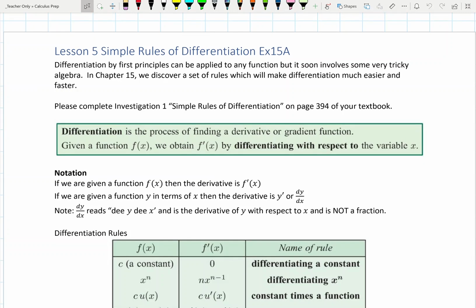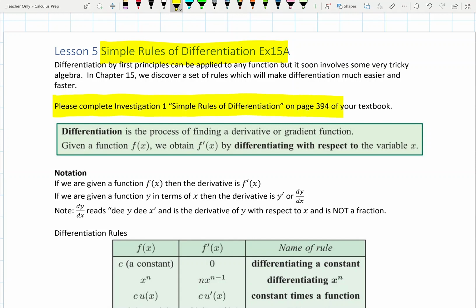Well, here we are, the moment that we've all been waiting for, and that is the simple rules of differentiation. So we've just spent a week and a half learning how to do differentiation by first principles, which is a long way of doing differentiation. And as soon as you do differentiation by first principles with anything other than a reasonably basic polynomial, it gets very complicated very quickly. So what we're moving on to now is the simple rules, the little shortcut.